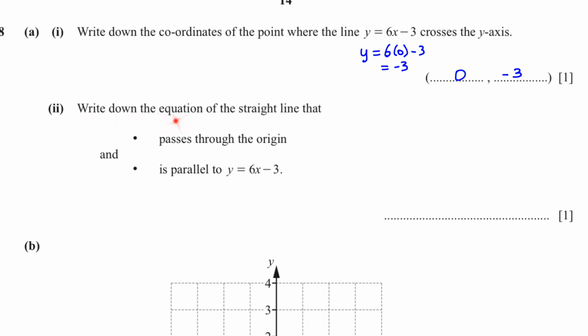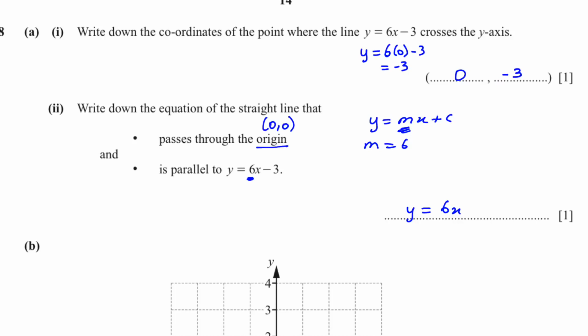The next question tells us to find the equation of the straight line that passes through the origin and is parallel to y is equal to 6x minus 3. When two lines are parallel, the gradients are the same. If we are writing in this format, y is equal to mx plus c, m is your gradient. In this line, our gradient is 6. So gradient is 6 and it passes through the origin. Origin means your x and y are 0. We will substitute our values here, y, m and x, to find c. But you should know that if you have a line passing through the origin, the c is going to be 0. So your answer is only going to be y is equal to 6x.